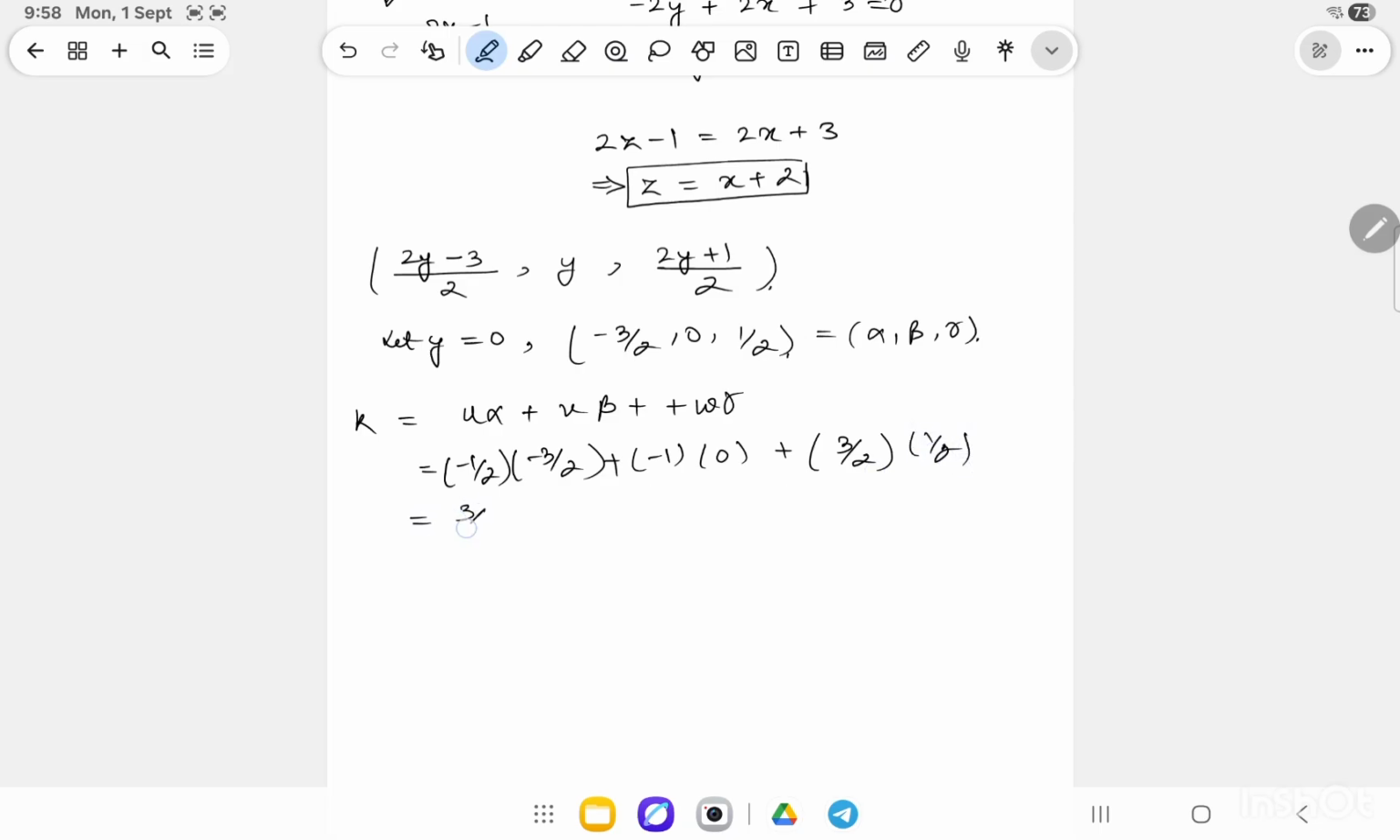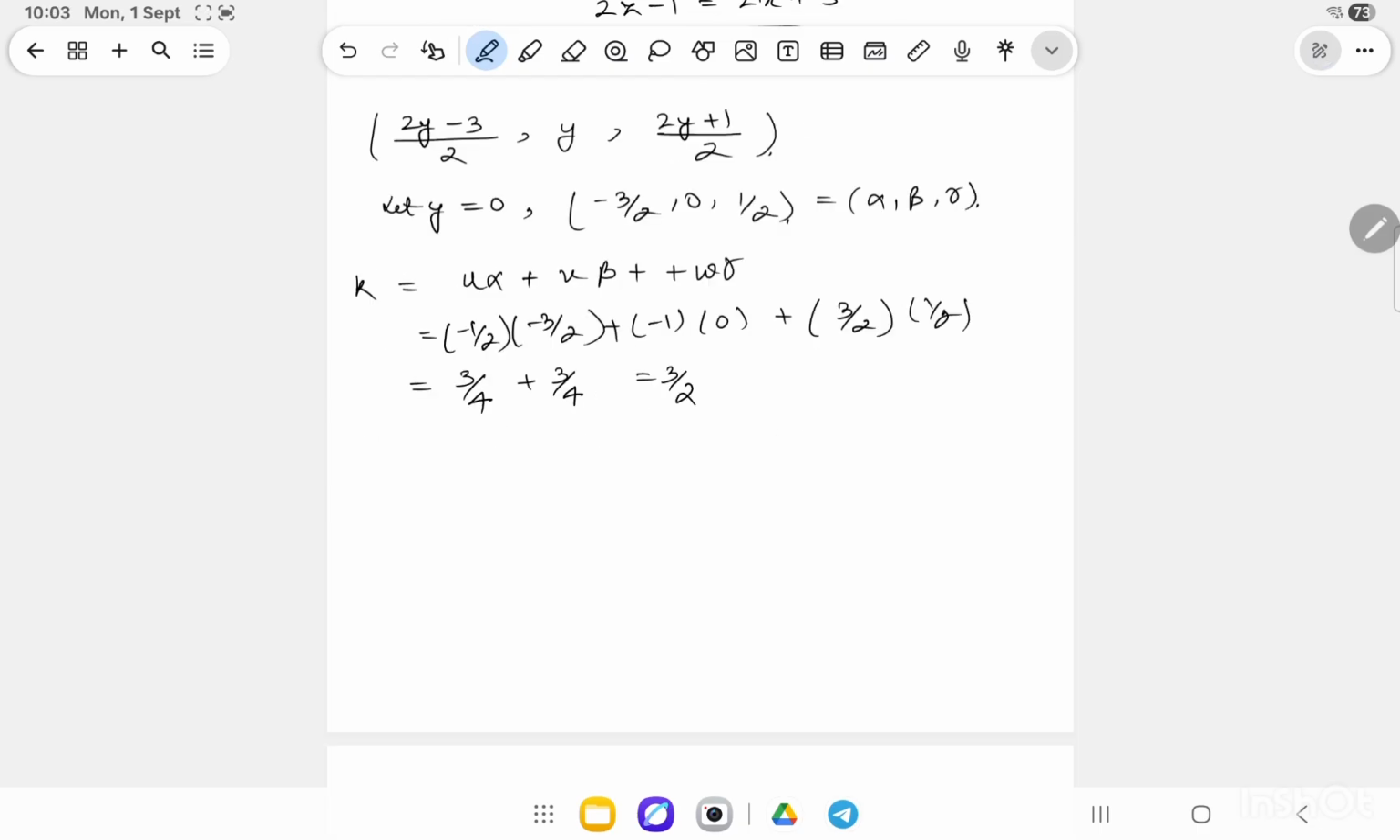So if I solve it, I'll be getting 3 by 4 plus 3 by 4, which basically gives me 3 by 2. So the given equation can be reduced to canonical form as lambda 1 x square plus lambda 2 y square is equals to k, which basically gives 3x square minus y square is equals to 3 by 2, and it's basically a hyperbolic cylinder.